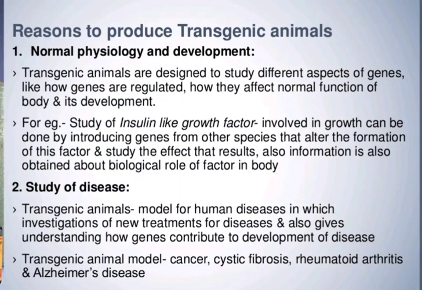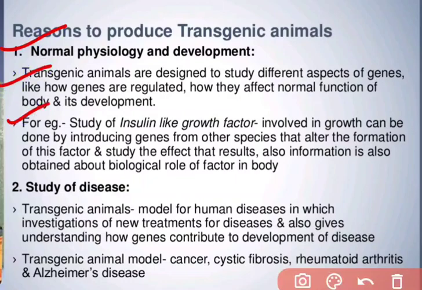Next one is the reason to produce transgenic animals. Why should we go for producing transgenic animals? The first one is normal physiology and development. Transgenic animals are designed to study different aspects of genes, like how genes are regulated and how they affect the normal function of the body and its development. Suppose you want to study any gene function and how it is controlled, so we have to go for transgenic animals. We apply it to another animal and get the result from it, so we can sort out the idea about their function and development.